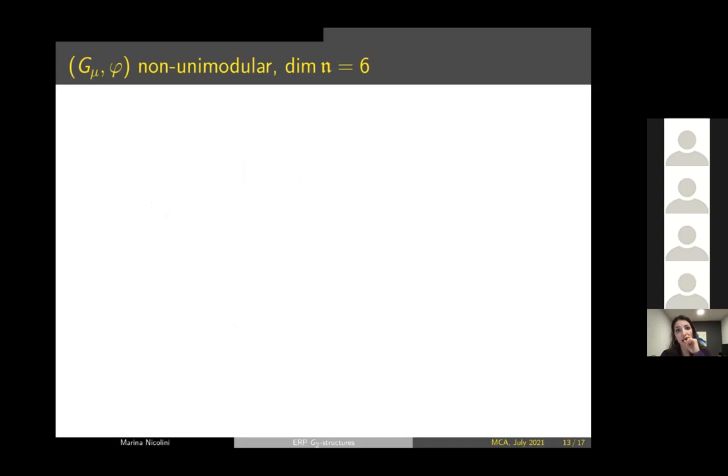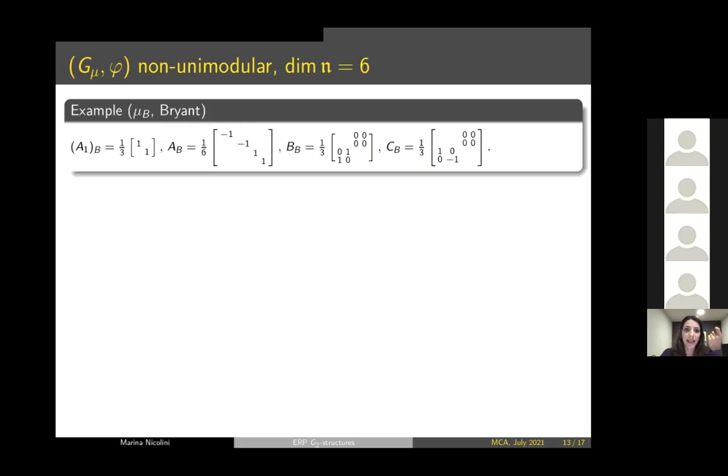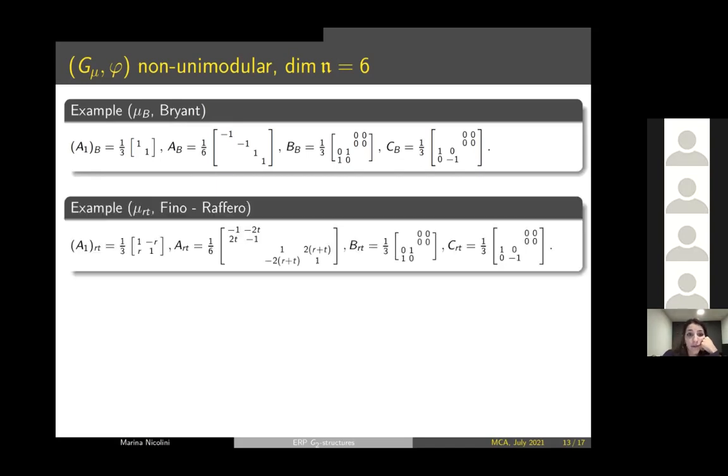In this case, there was only one example, the one given by Robert Bryant, and in this format A1, A, B, and C, the matrices have this form, and Fino and Raffero proved that this is also a family of ERP G2 structures, but note here that, for instance, B and C are the same matrix, and also the A's are very similar.